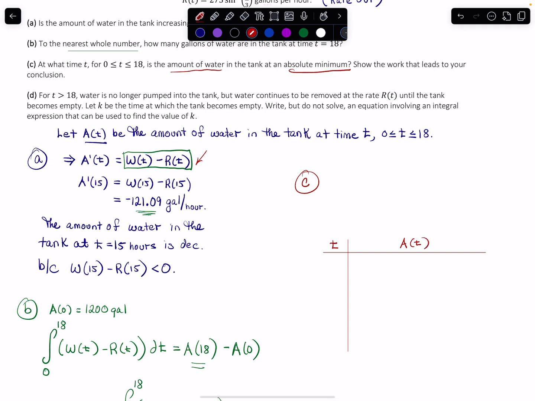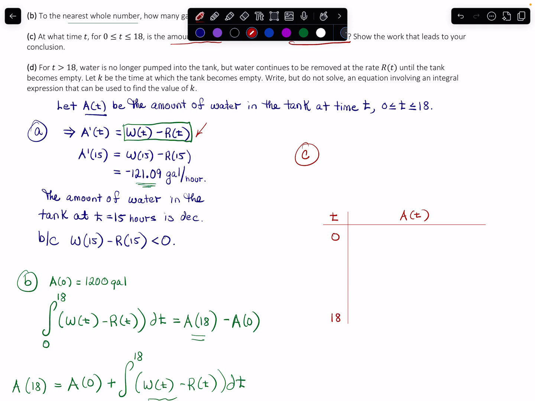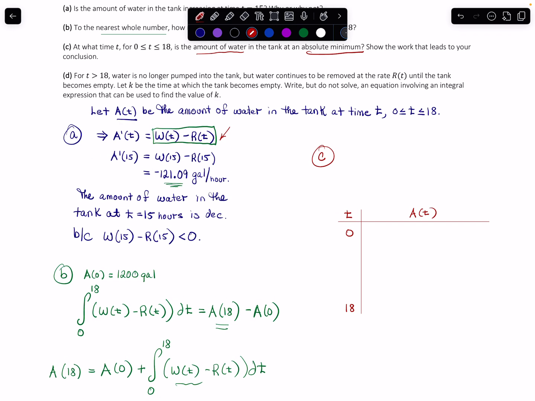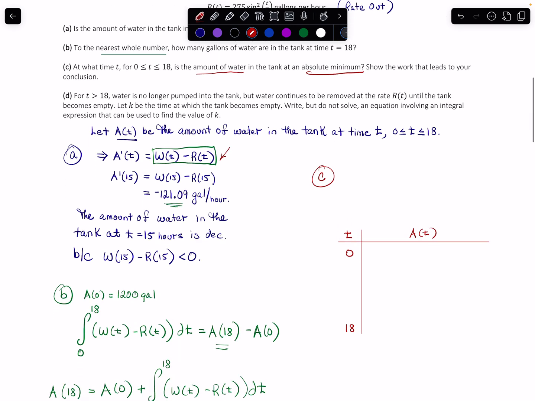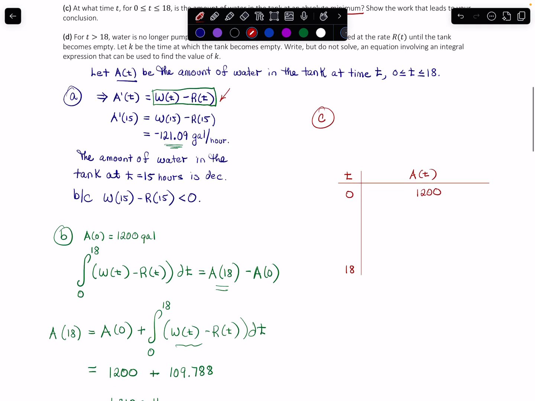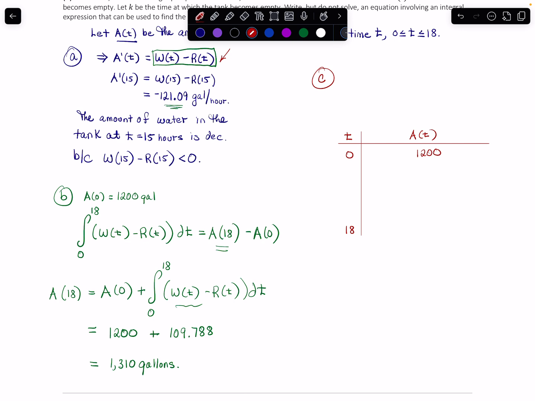Okay, now, the other thing is immediately I know that I have to check the endpoints of the closed interval. So you should put those down immediately. Notice though, you actually already have those values. At time 0, we were given the amount was 1200. So I might as well put that there. And also in part B, I actually calculated the amount at time 18. I don't need to show that again, but I will put the value in the table, right?